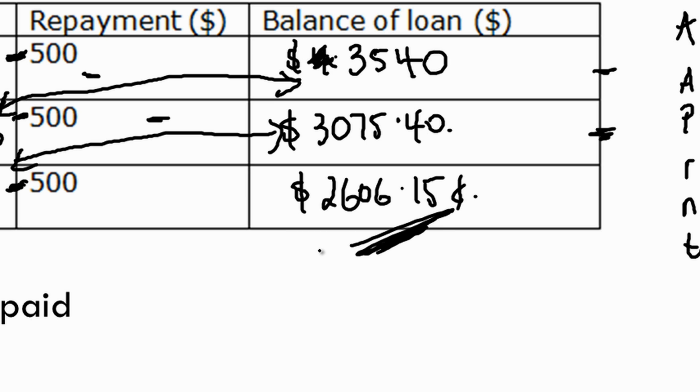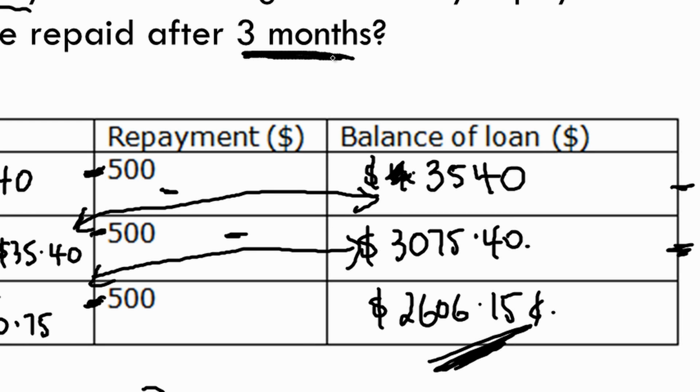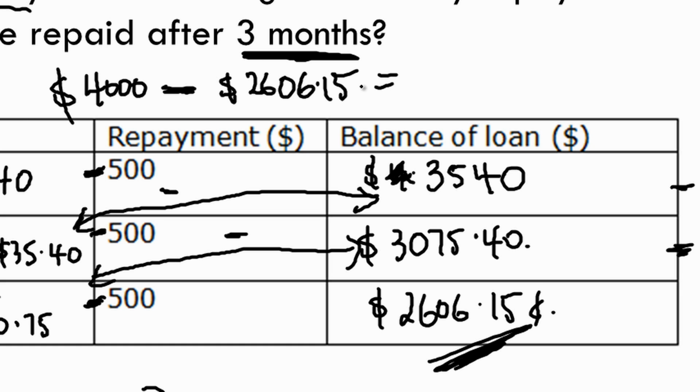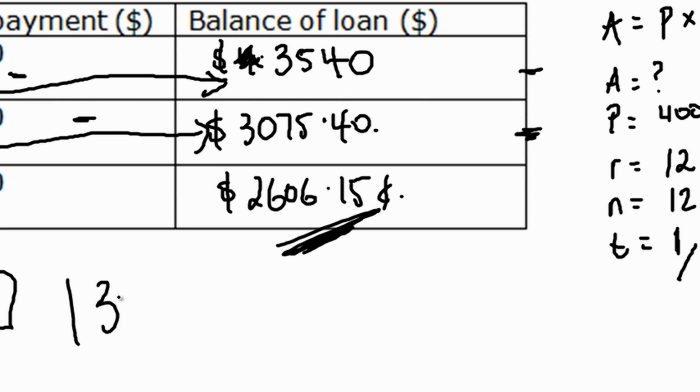But we haven't finished there. Always go back to the question to make sure that you've answered it. It says, how much of the principal has been repaid after 3 months? So how much have you paid off? We started off with $4,000. That's how much we borrowed. We've still got $2,606.15 to pay off. So we subtract those two to work out how much we've paid off. And that means we have $1,393.85 that we have paid off the principal.